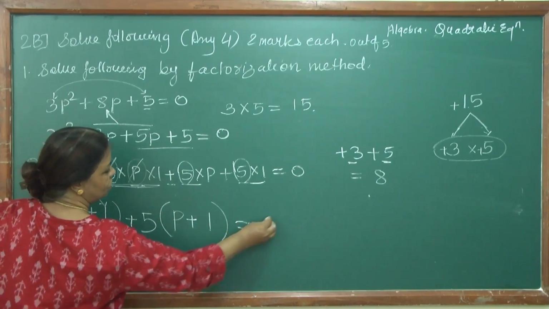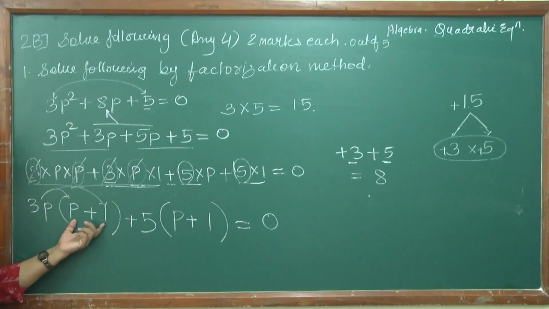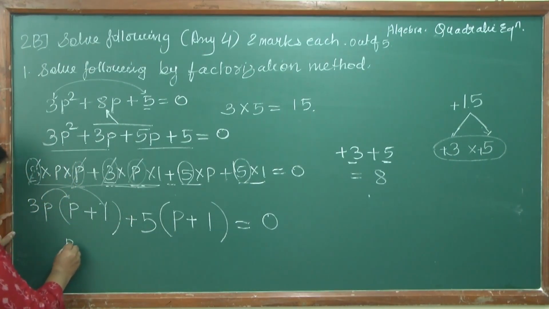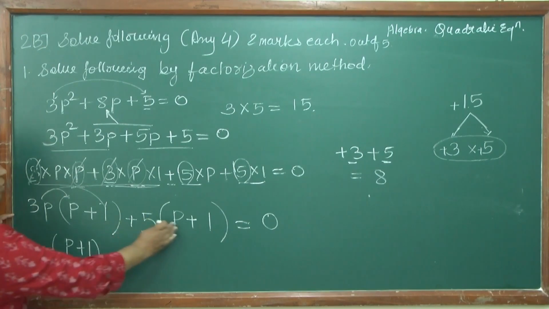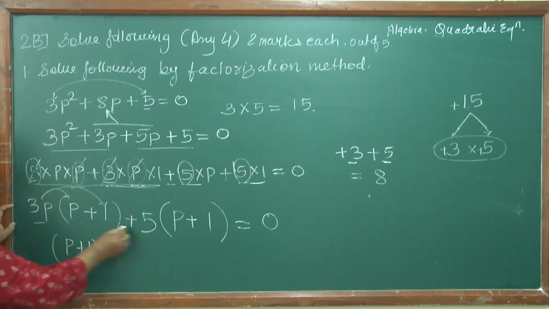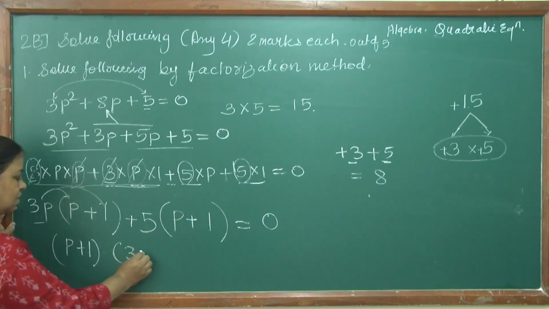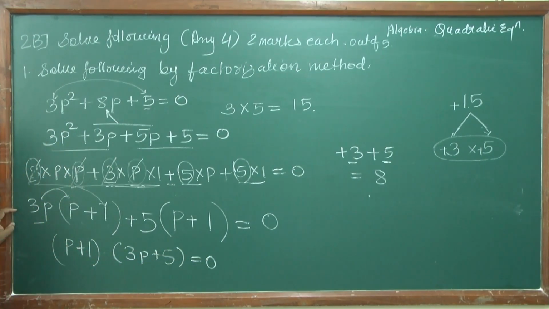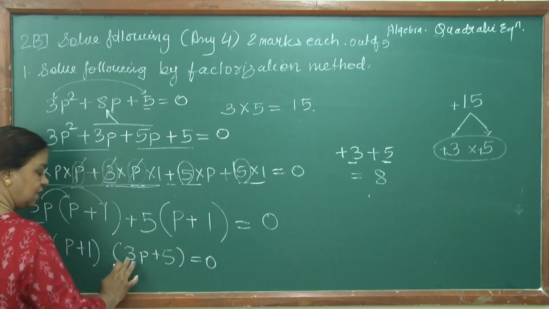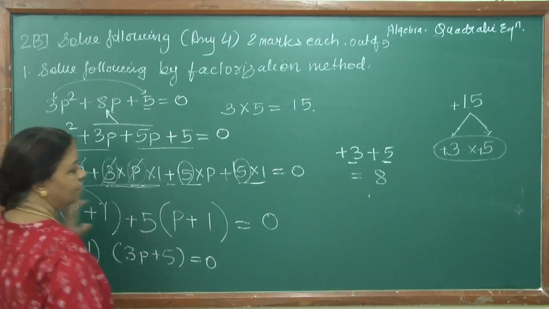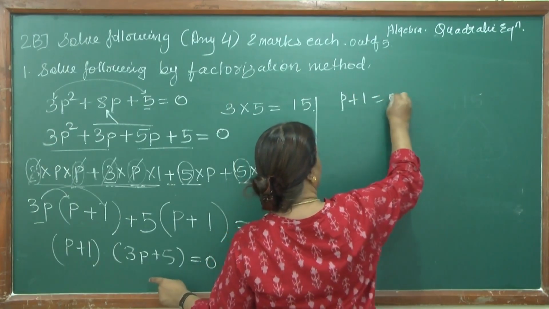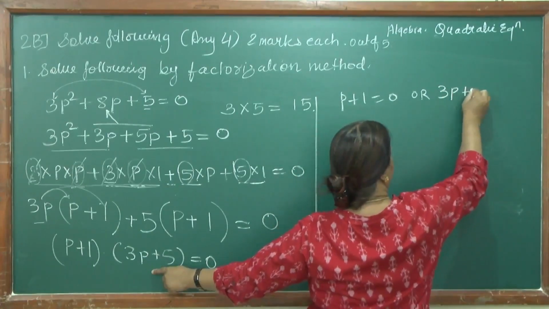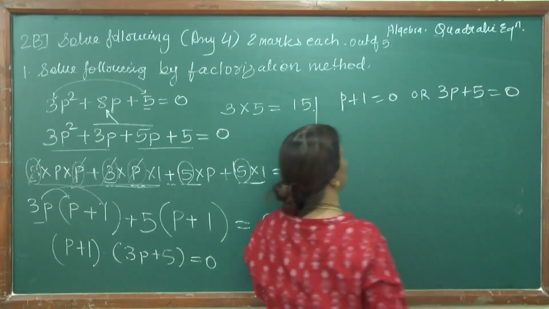1 equal to 0. Now children see, p plus 1 is 2 times. I will take it 1 time. If this was 2 times, I taken 1 time. What is left? 3p plus 5. Okay. Now p plus 1 equal to 0, 3p plus 5 equal to 0. Let me write it here. P plus 1 equal to 0 or 3p plus 5 equal to 0.